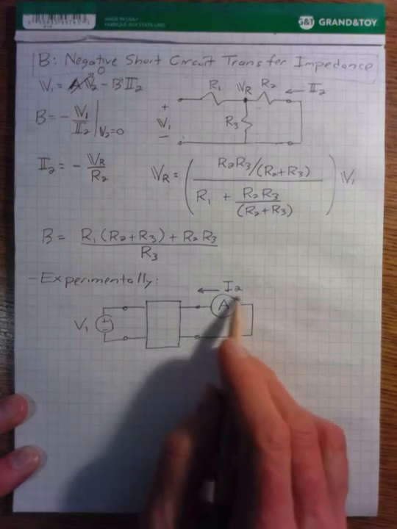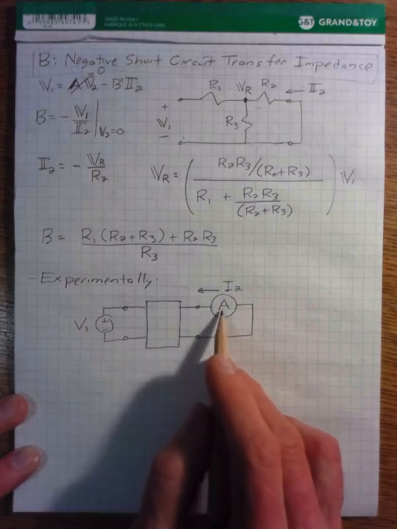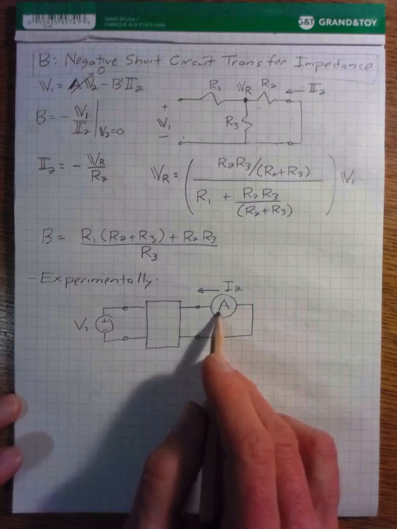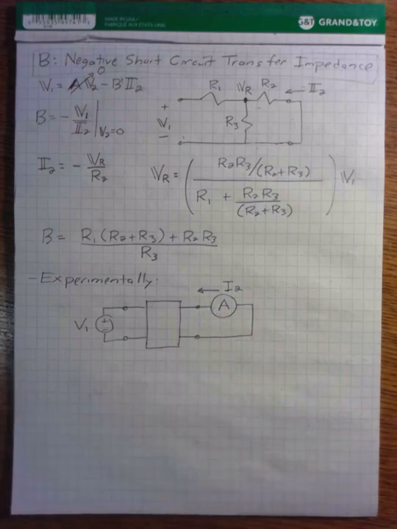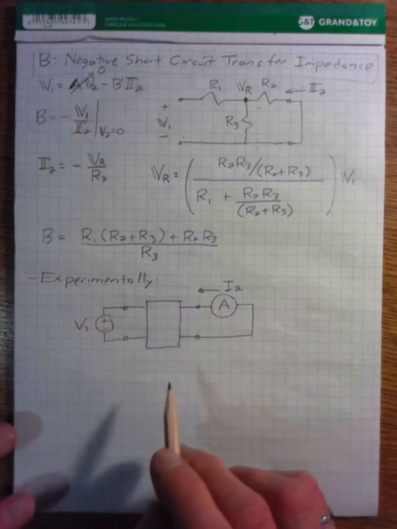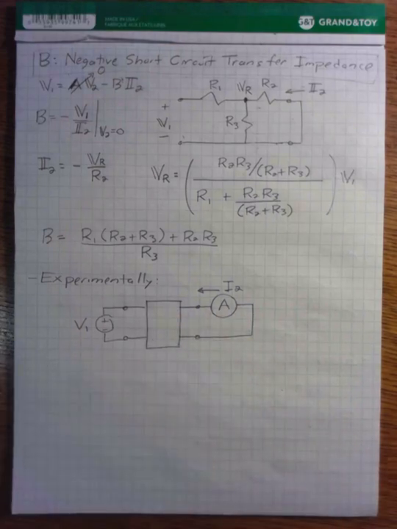The reason why it's okay to put an ammeter in here is because the internal resistance of a current meter is very, very small. The internal resistance of a voltmeter is really large, but the internal resistance of a current meter is really small. And so this basically still allows this loop to operate as a short circuit. So this is literally what we would do in the lab in order to characterize our B parameter.